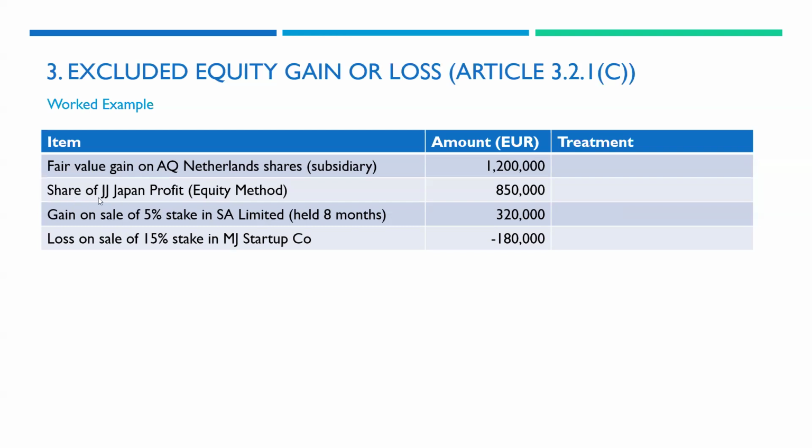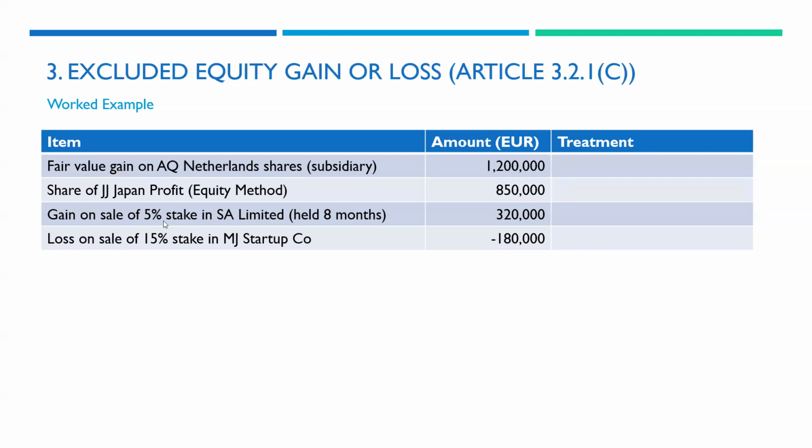Perfect. Share of JJ Japan. I like the triple J. So it is my associate. So I have this share of triple J profit. What should I do? Exclude, because equity instruments, no need to think of anything. It will never be a portfolio investment because the law itself says it is 20 to 50%, correct? So it will not be a portfolio investment at all. So if you see such shares, exclude.